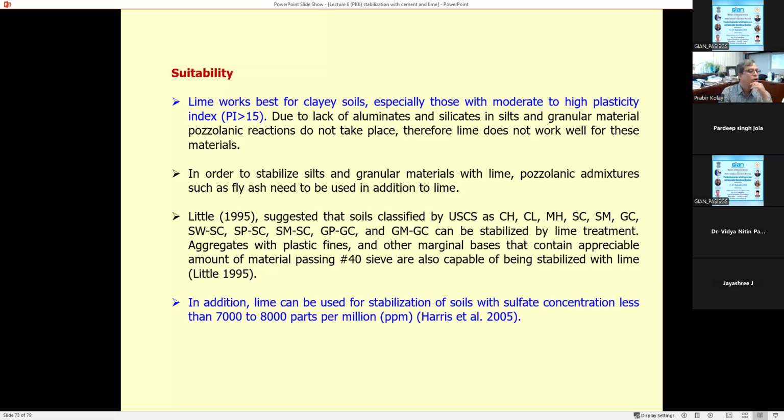Again, you also need to check the sulfate concentration. If it is more than 7,000 to 8,000 ppm, lime can be used. Lime can be used with that sulfate concentration. But as I mentioned, if you use cement and there is a lot of sulfate, then it is not good. Right? But lime can be used up to that percentage. It's less than this.